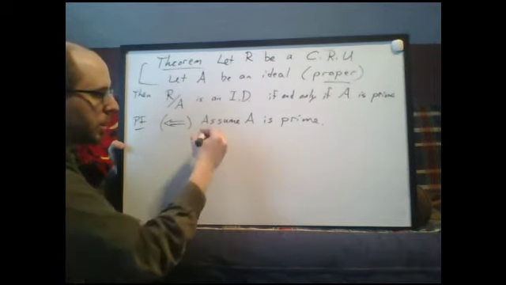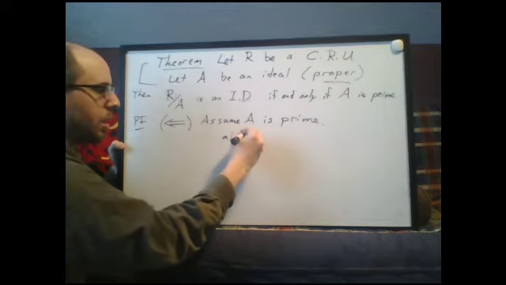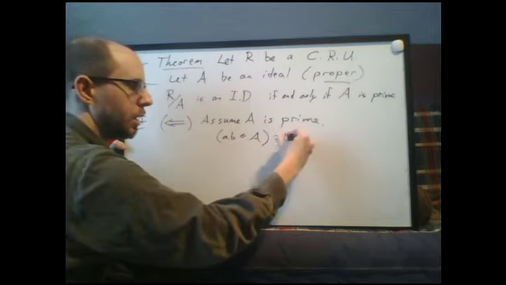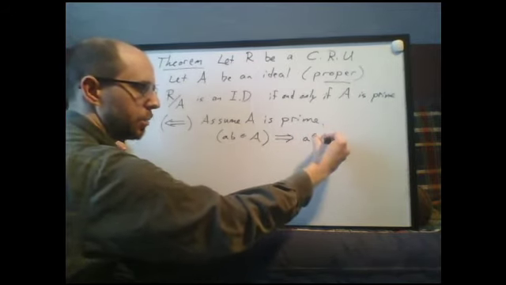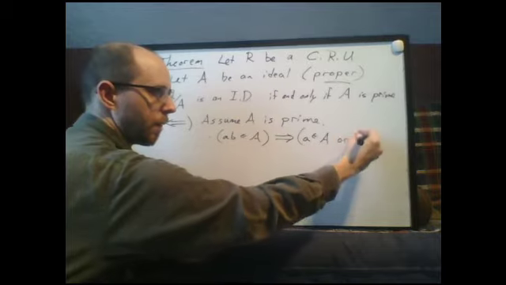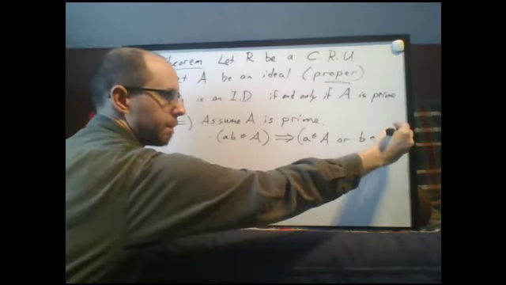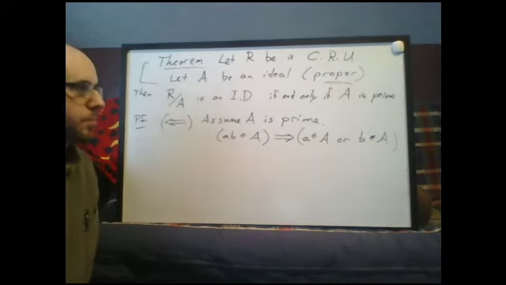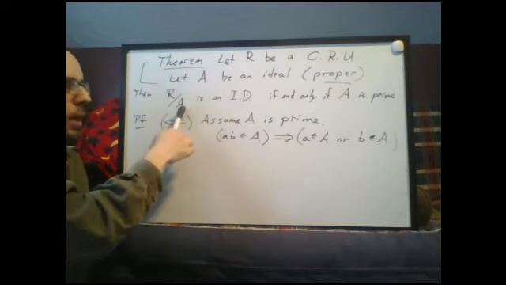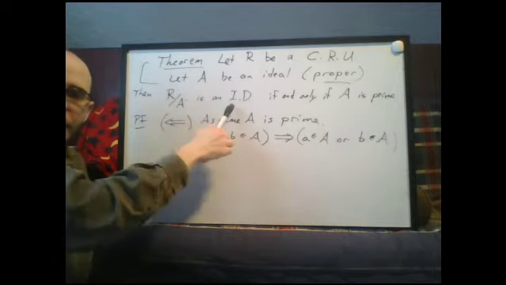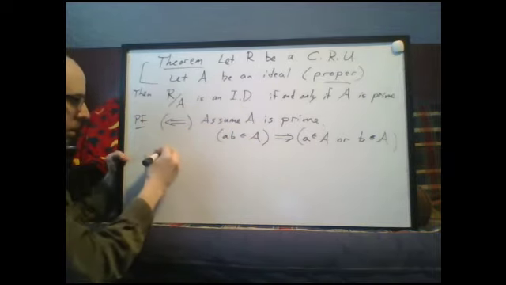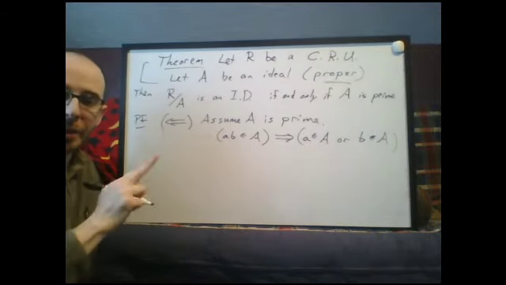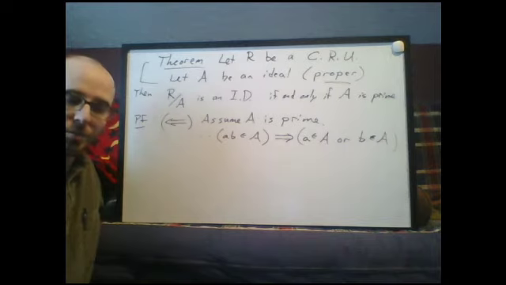So it has the property ab is an element of A implies a is an element of A or b is an element of A. So now we need to show that R mod A is an integral domain. So we already know it's commutative with unity. We just have that third condition that we have no zero divisors.